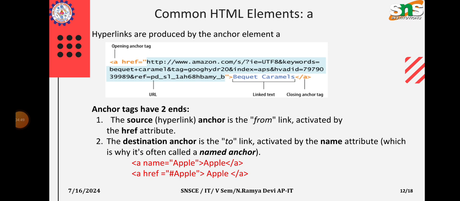So next common HTML element is A. It is also called an anchor tag, used for hyperlinks. The source hyperlink anchor is the from link activated by the href attribute. The destination anchor is the to link activated by the name attribute, which is often called a named anchor.